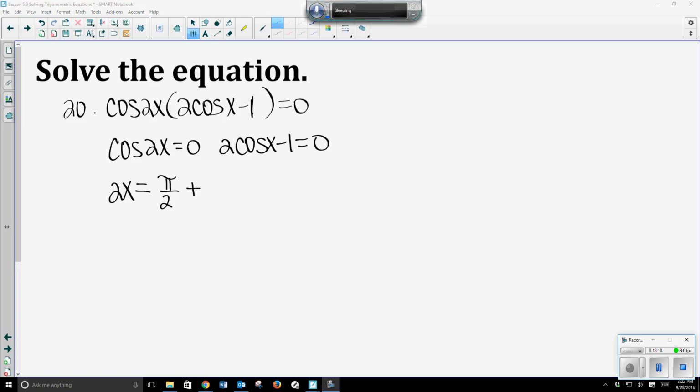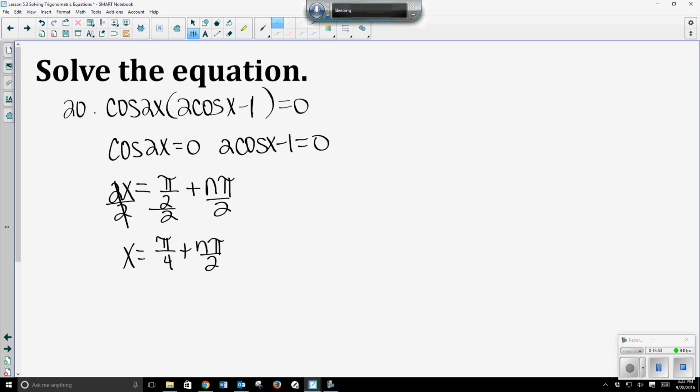Okay, this one can be a little tricky. Cosine is 0 at pi over 2 and at 3 pi over 2, which means it repeats after half of a revolution. So instead of saying plus 2n pi, you could actually put plus n pi, and that would include your pi over 2 and your 3 pi over 2 answers. So divide by 2. So x is equal to pi over 4 plus n pi over 2. That covers cosine of 2x equaling 0.